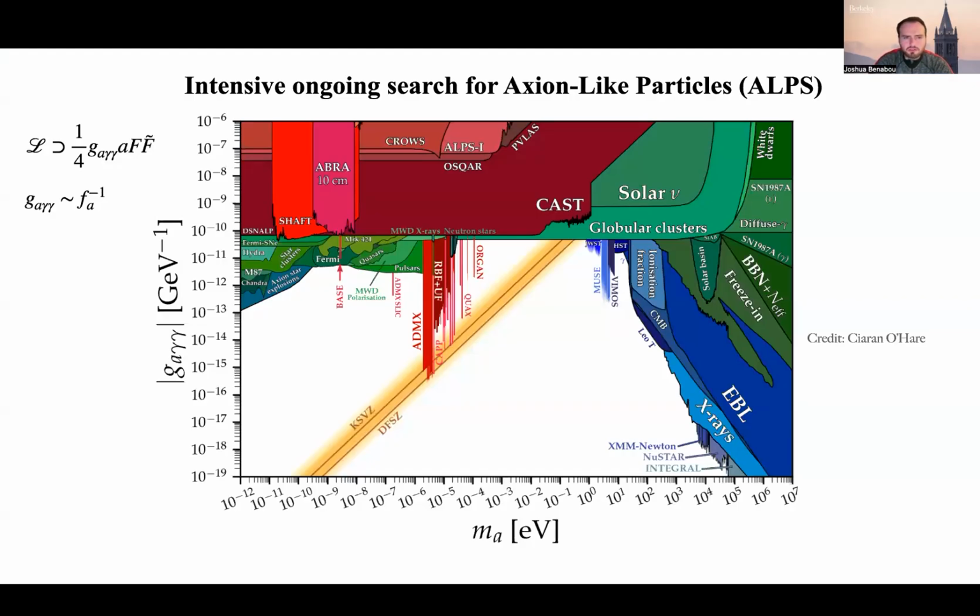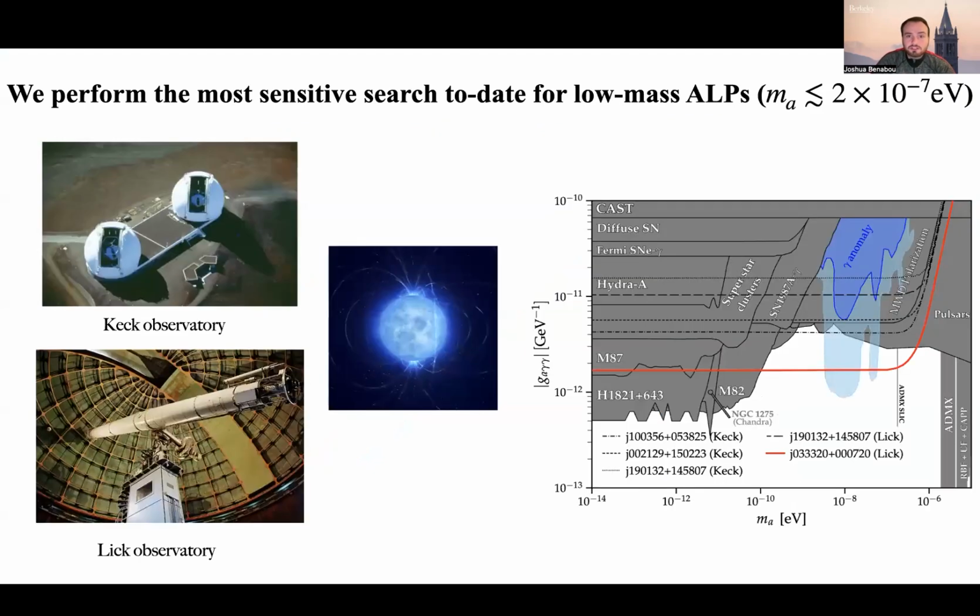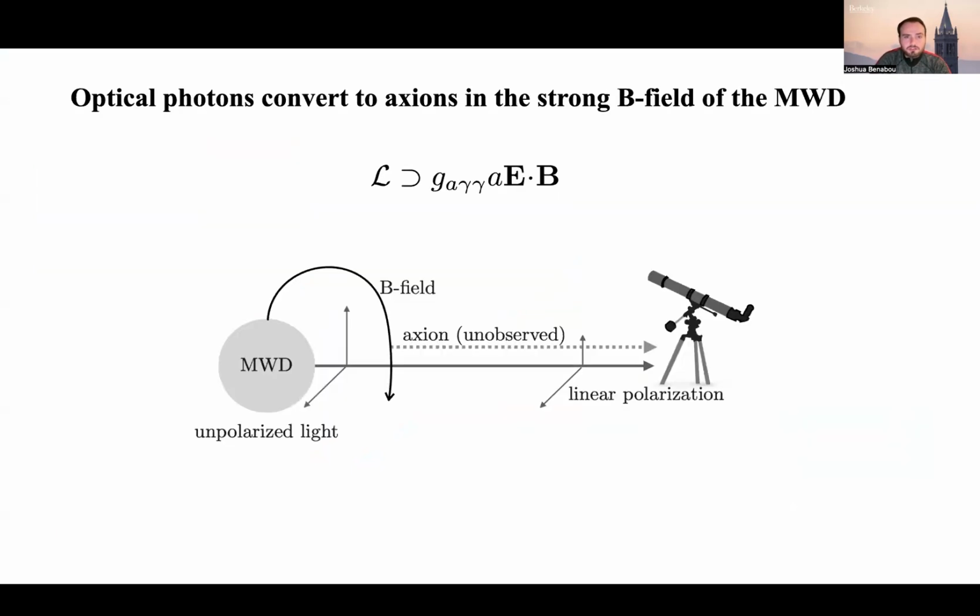Axion-like particles are strongly motivated hypothetical particles, which naturally emerge in string theory constructions. In our work, we performed the most sensitive search to date for axion-like particles of low mass, less than 2 × 10⁻⁷ electron volts. We do so by collecting spectropolarimetry data with the Keck and Lick observatories towards magnetic white dwarf stars. The physical effect which allows us to search for axions in this data is that the magnetic white dwarf stars emit optical photons from their surface.